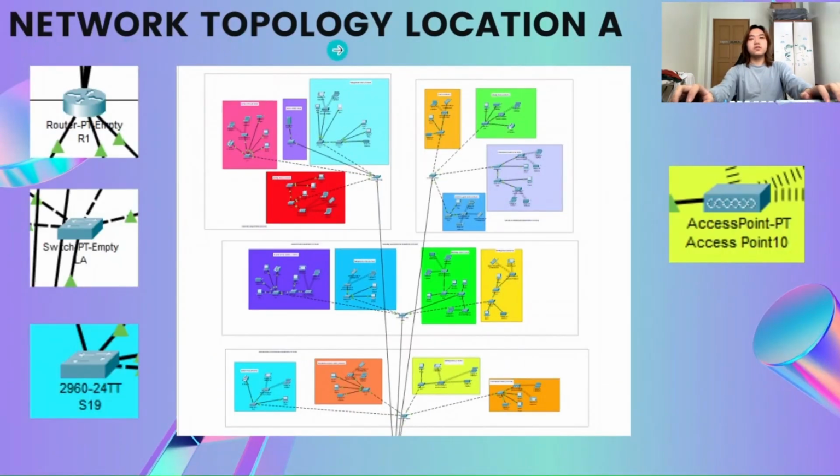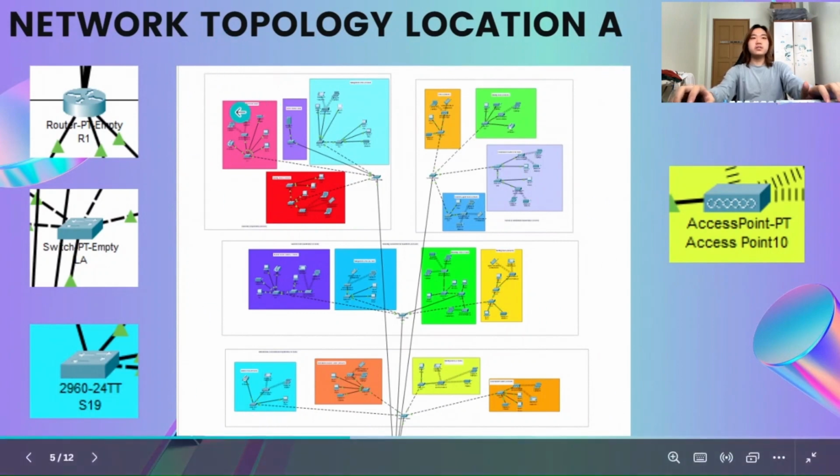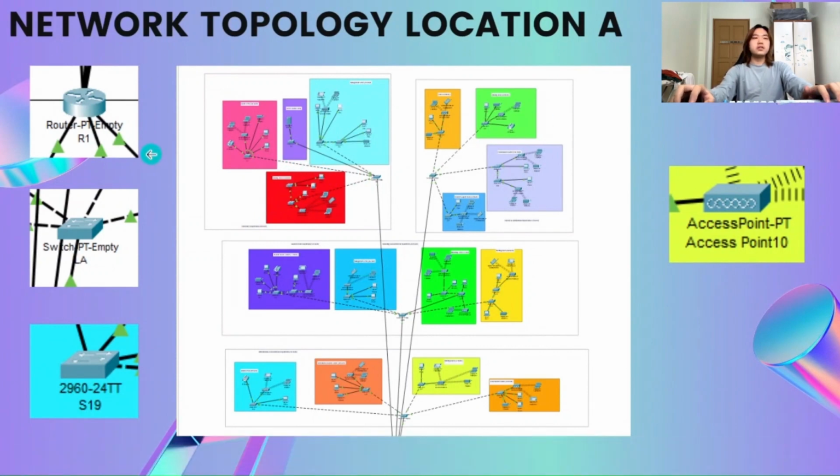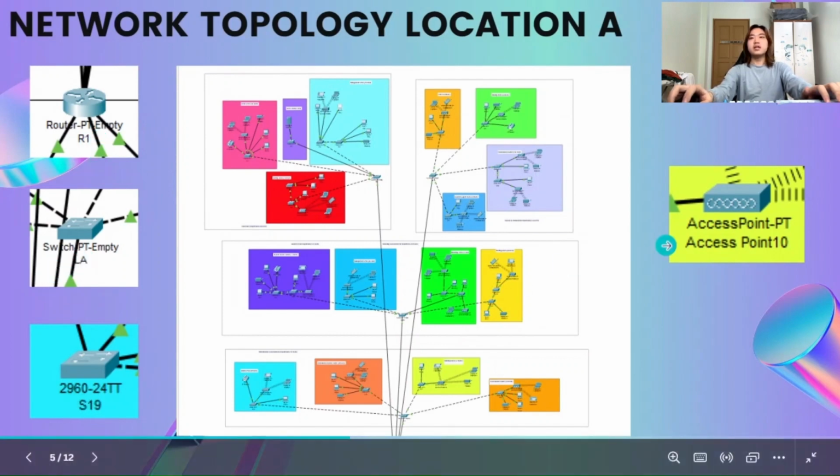For the network topology for location A, as you can see, we have 4 departments inside our assignment, and each of the departments includes 4 division rooms. And the network devices we are using are the router PT, the switch PT, switch 2960, and access point PT.